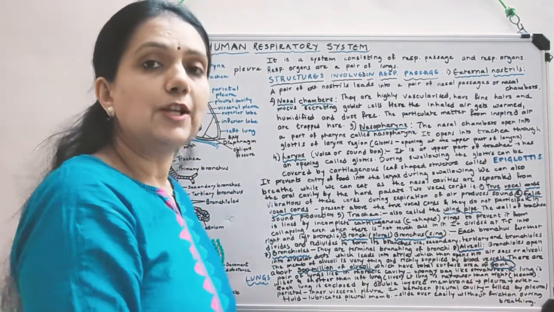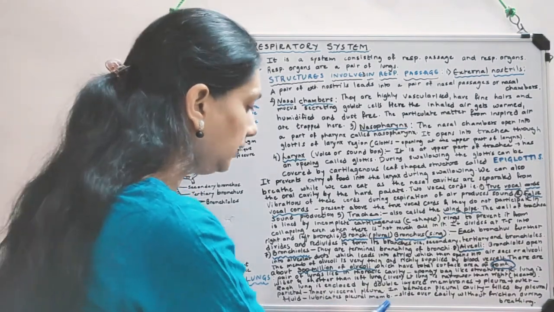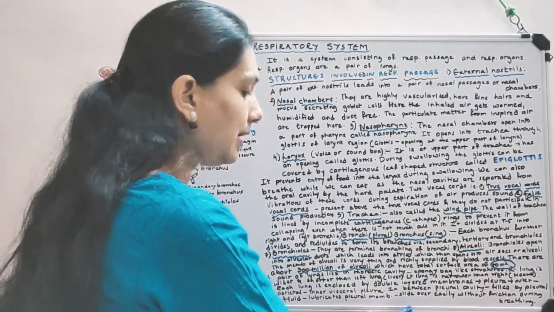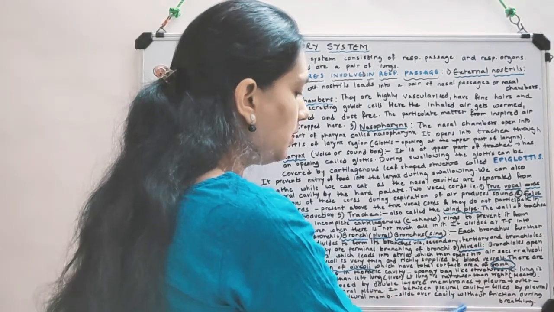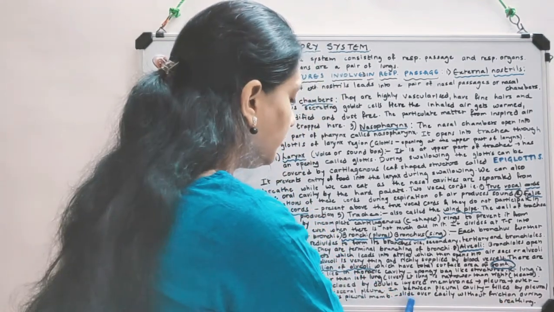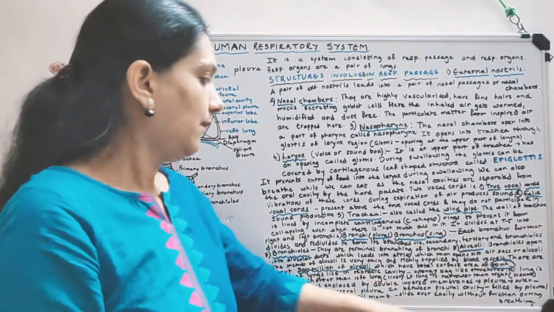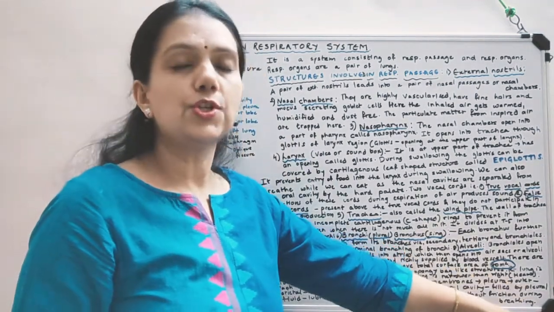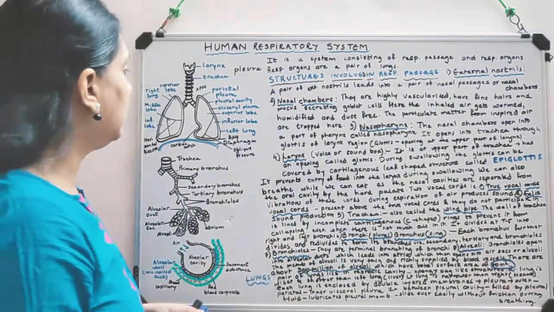And what is the function of this pleural fluid? It lubricates the pleural membrane and that helps in easy sliding over each other without friction during breathing. The two membranes slide over each other easily without friction during breathing. So that is related with lungs.